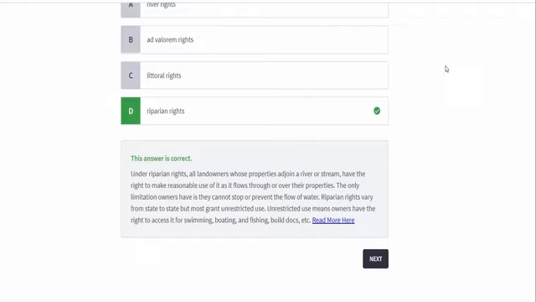A little trick, if you guys haven't heard this before, and if you're a fan of the channel, I'm sure you have: a good way to remember riparian rights versus littoral rights is that riparian stands for river. So when you think of riparian, think of river. Riparian, river. When you think of littoral, think of lake. And if we do get the littoral question, you'll see why that makes sense. But again, when you hear riparian, think of rivers.